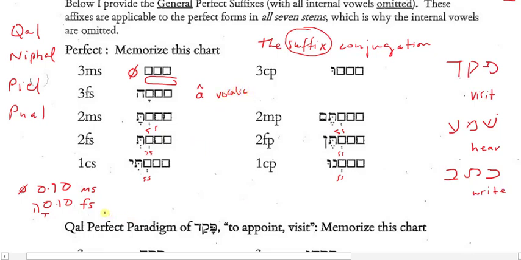Okay? Now let's take a look at this one. The second masculine singular form, if I want to say you, man, did something, I'm going to add this ending ta after a silent sheva goes under the third root letter. Ta. How would I transliterate ta?